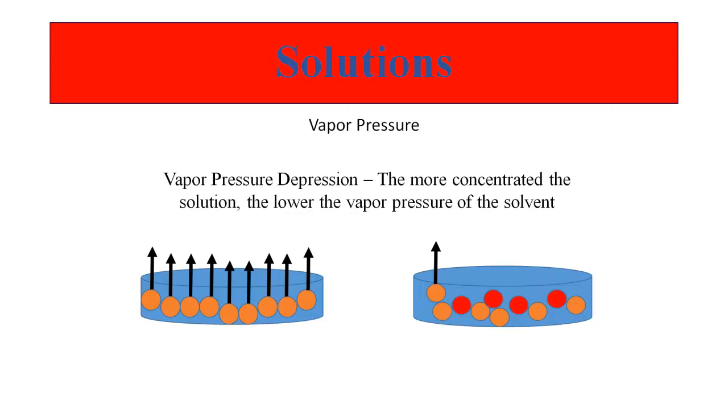So that leads to something called vapor pressure depression. The more concentrated the solution, the less likely the solvent is to turn into vapor, which leads to a lower vapor pressure of that solvent.